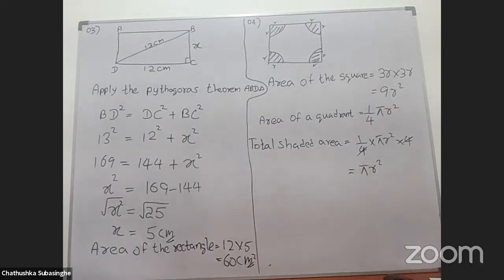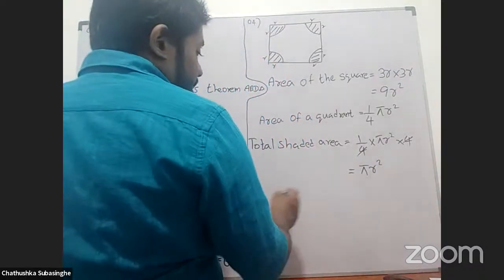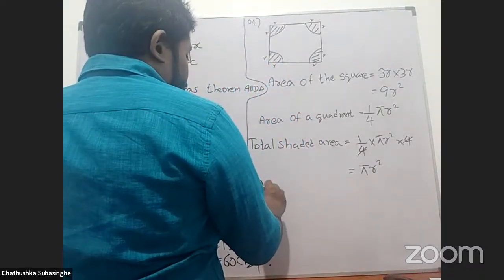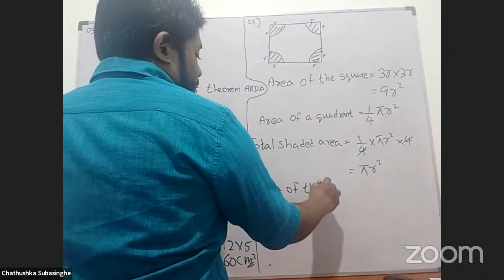So that is the shaded area. Now I know the shaded area is pi r square and the total area is 9r square. So we have to find what they asked us to find: the area of the remaining piece. So area of the remaining piece.